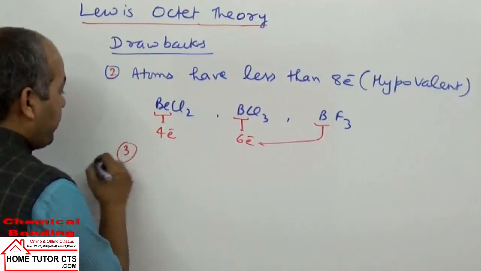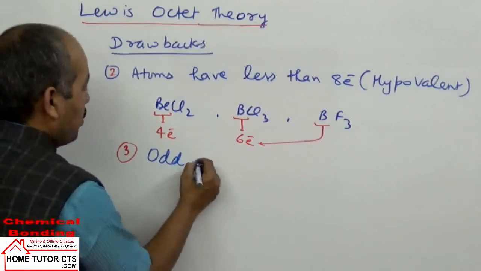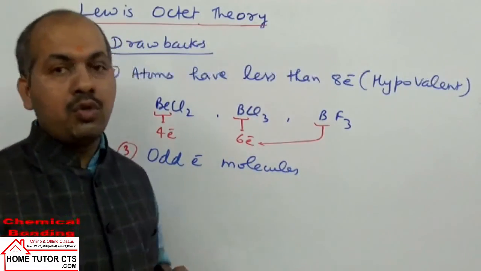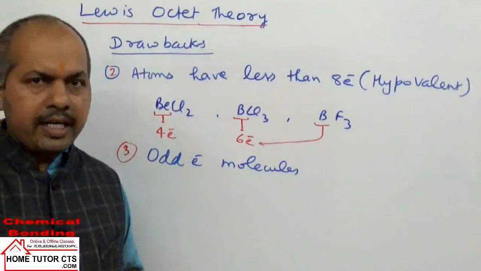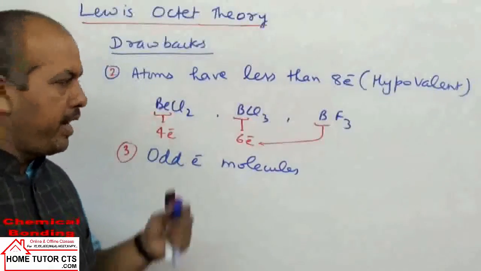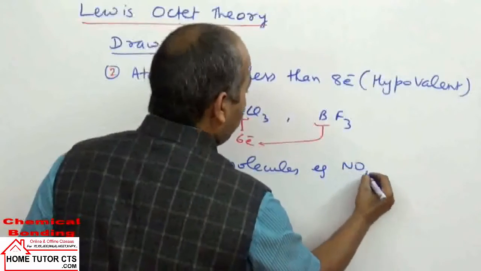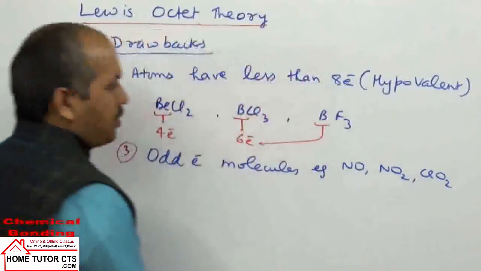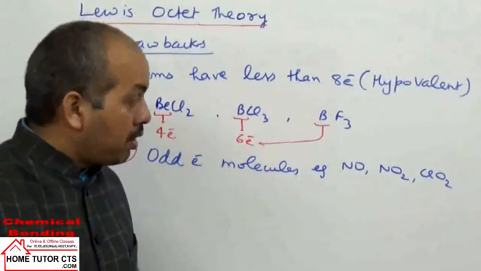Next drawback: odd electron molecules. We have several molecules in which the total number of electrons is odd. In that case, we can never make every atom have a complete octet by any arrangement. Examples are the NO2 molecule and the ClO2 molecule, in which the total number of electrons is odd.